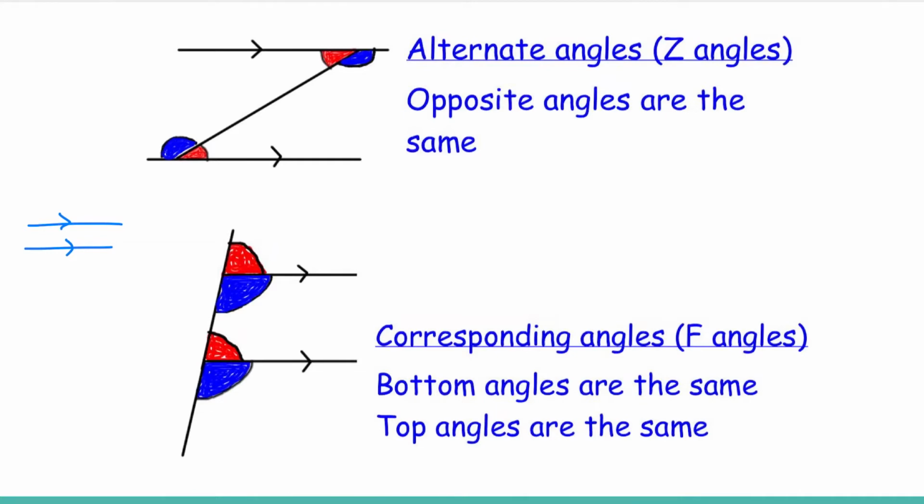We also have corresponding angles, or F angles. We can see this F shape, in which case the angles under the F are the same, and then the angles on top of the F are the same, and they're corresponding angles.